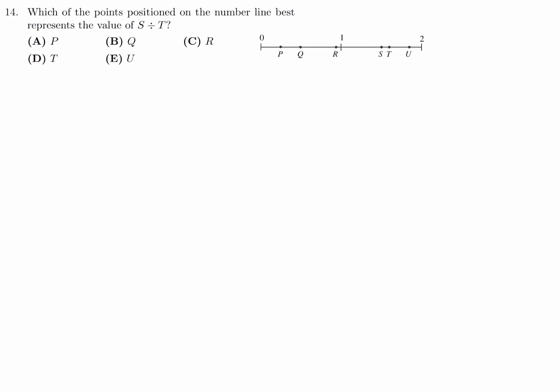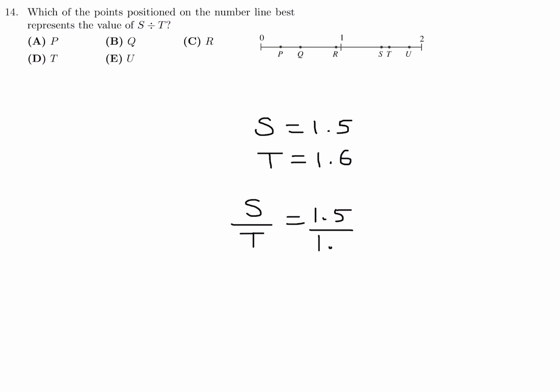Which of the points positioned on the number line best represents the value S divided by T? So here are S and T. They don't give us actual numerical values, but we can approximate. We can say that S is approximately 1.5, T is approximately 1.6, let's say. So S divided by T would be 1.5 divided by 1.6. And that is just a little less than 1, so say 0.9 something, approximately 0.93.